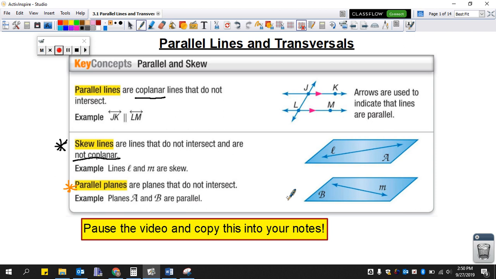So take a minute and pause the video and copy these definitions into your notes. You can draw the pictures if you want to, but as long as you understand and have the actual word definitions written down, that should probably be sufficient.